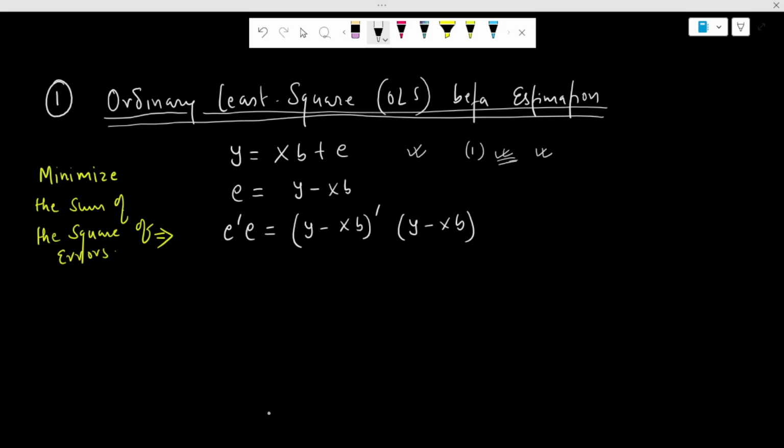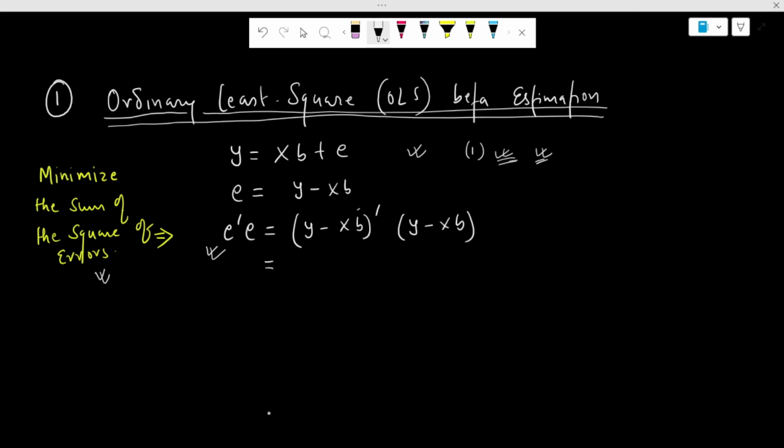More precisely, this assumption focuses on the linearity of the beta estimate. From this relationship the error term is equal to y minus xb, and the sum of the square of the error can be written as y minus xb transpose y minus xb. This is our optimization function, and we need to minimize the sum of the square of error, and we are in search of that beta estimate.